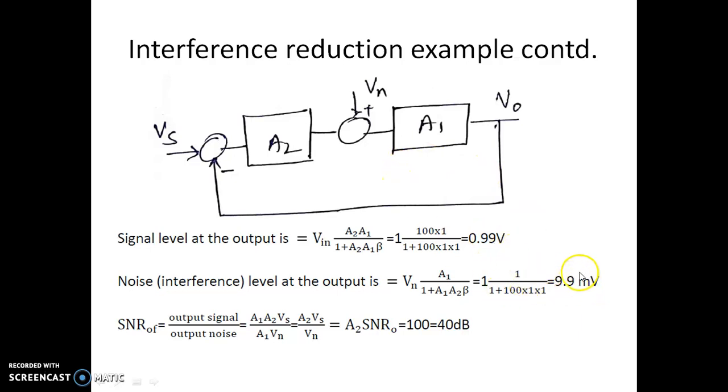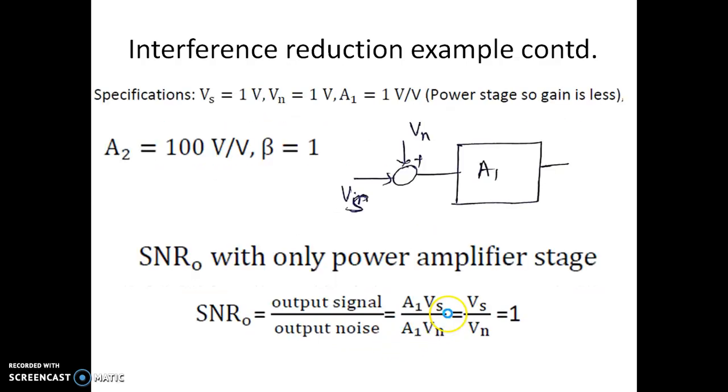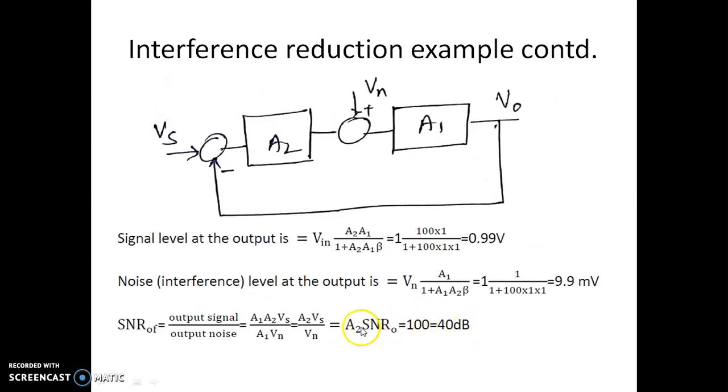So you can see the noise magnitude has reduced drastically compared to the signal. So then the signal to noise ratio with feedback is given by this A2 into SNR O without feedback. Now what is this SNR O? It is actually 1 here. So this is actually 1, what we found out in the previous case. This is SNR O. What is this A2? It is actually 100.